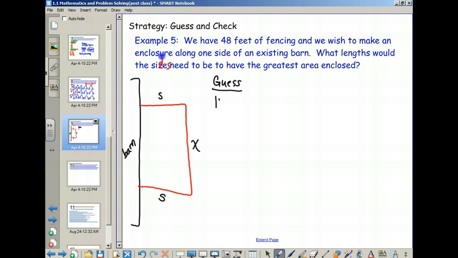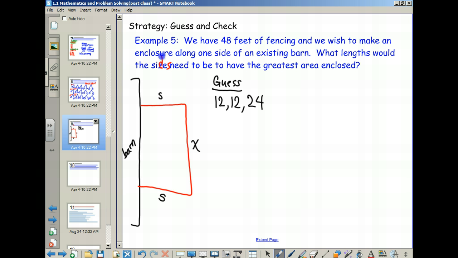So if I have side lengths 12, I would have 2 12s and what? 24. Right? And how do I know it's 24, Kayla? Because 48 minus 12. Yeah, you're using the fact that I have 48 feet of fence, right? They all have to add up to 48.